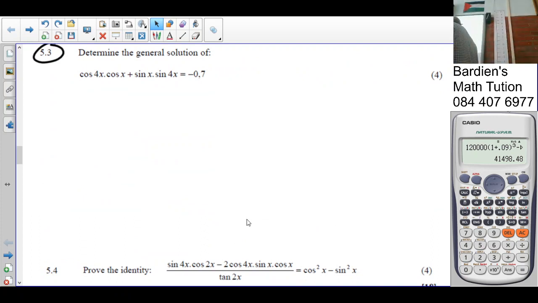So in question 5.3, the question says, determine the general solution of cos 4x times cos x plus sin x times sin 4x.